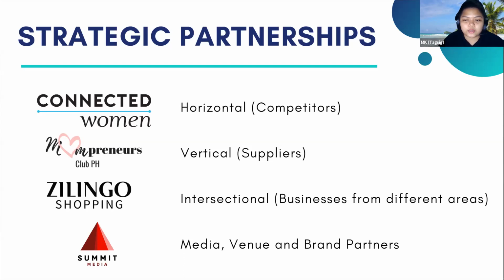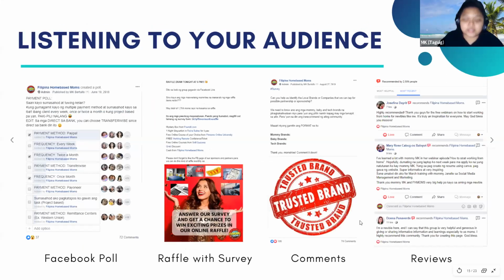These are the categories I thought of that worked for me. Usually, it's just horizontal and vertical or intersectional. But I added these three because for me, they worked very well. There's a slight delay in turning the slide to the next page. Hold on for a sec. There. So, listening to your audience. Let me just check your comments, okay?